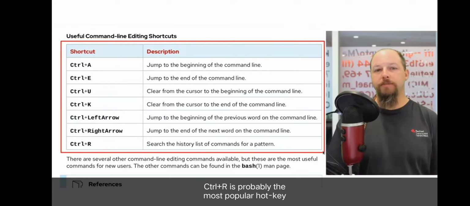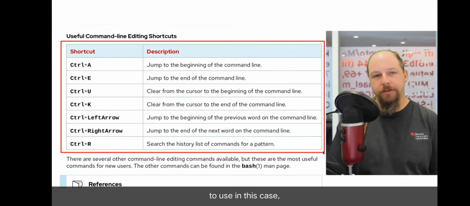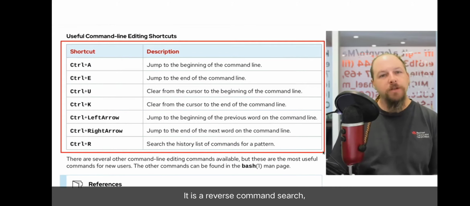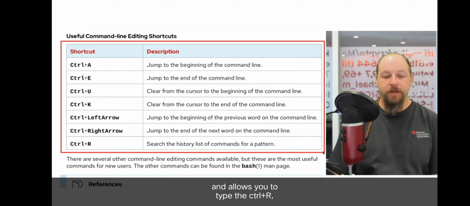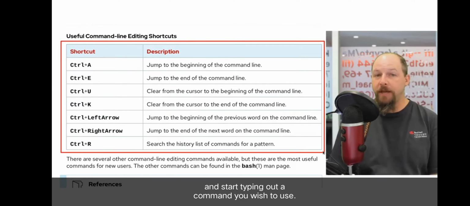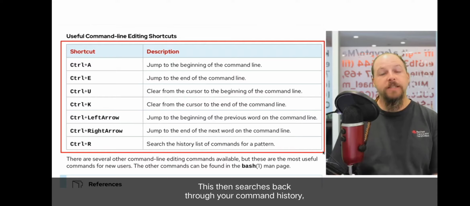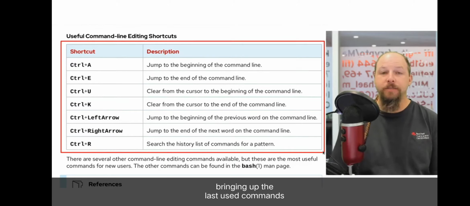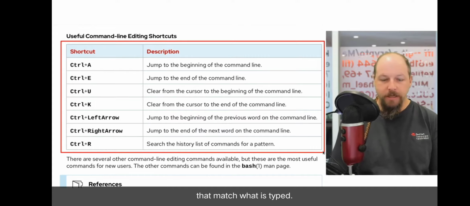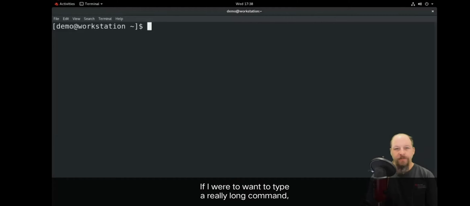Control R is probably the most popular hotkey to use in this case. It is a reverse command search and allows you to type the Control R and start typing out a command you wish to use. This then searches back through your command history, bringing up the last used commands that match what is typed. Let's take a look at a few of these.